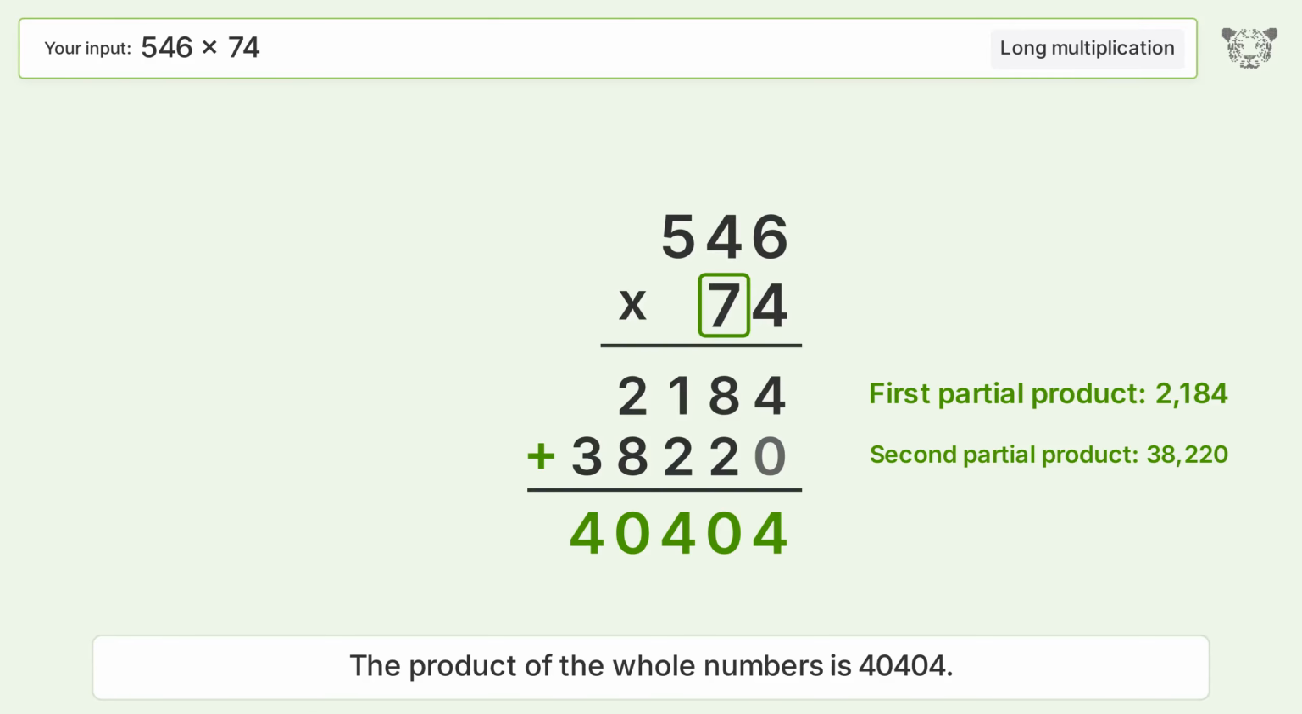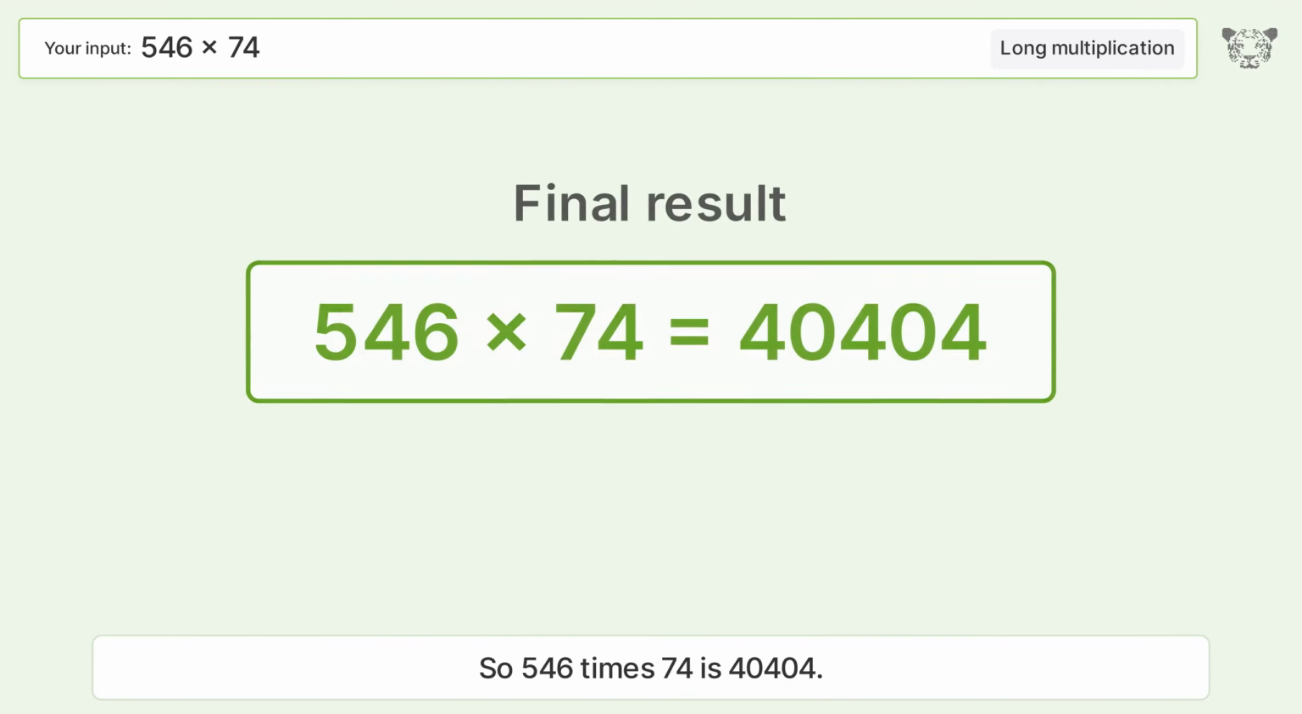The product of the whole numbers is 40,404. So 546 times 74 is 40,404.